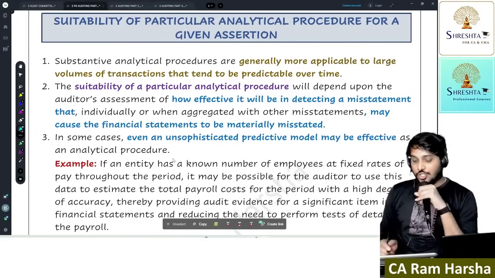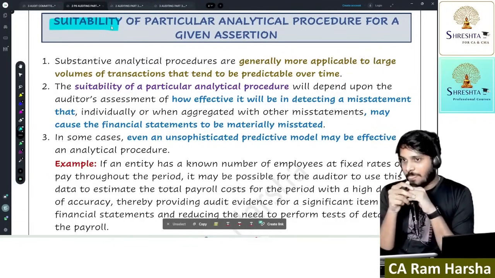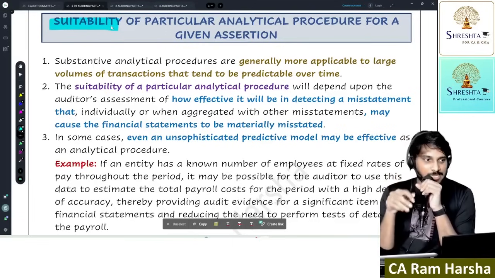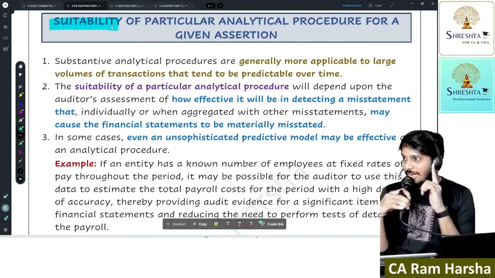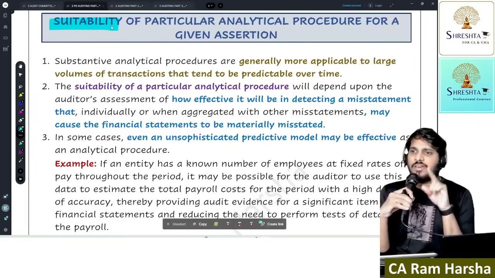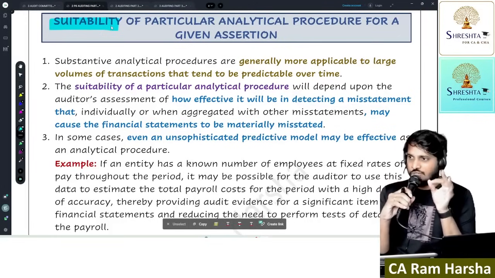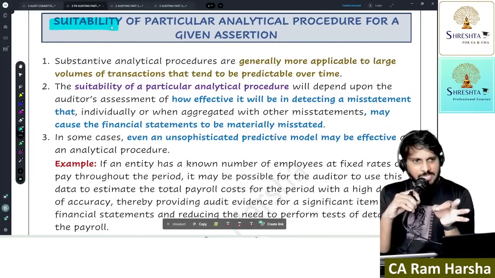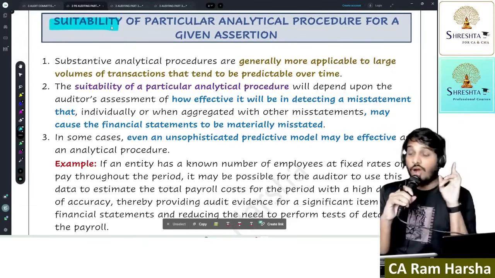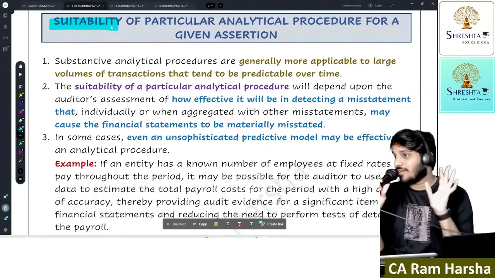Now, suitability of a particular analytical procedure. This question is also asked many times. Which method of analytical procedure is suitable? Like trend analysis, ratio analysis, reasonableness. Which method of analytical procedure is suitable for a given assertion? I want to check whether employee cost is reasonable or not. Should I apply a reasonableness test? Should I apply trend analysis? Should I apply ratio analysis? It depends on the auditor's professional judgment of how a method will discover a material misstatement.